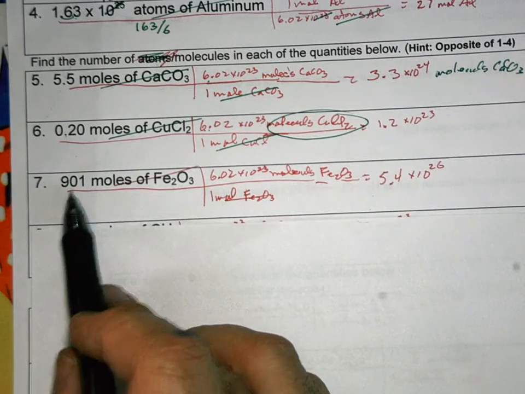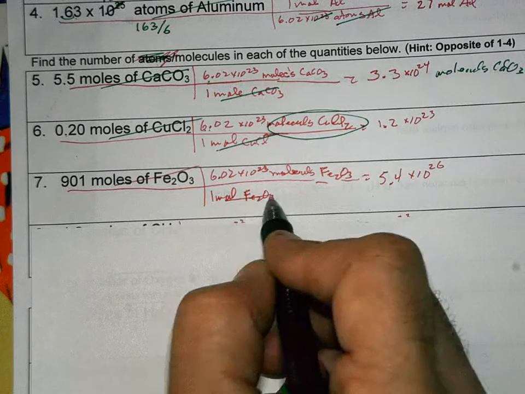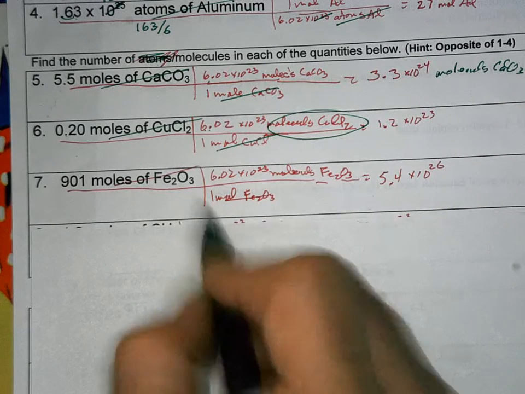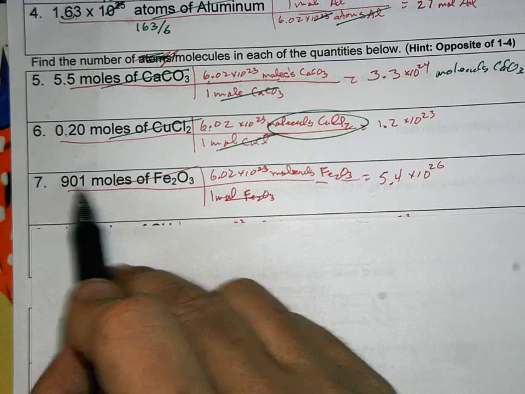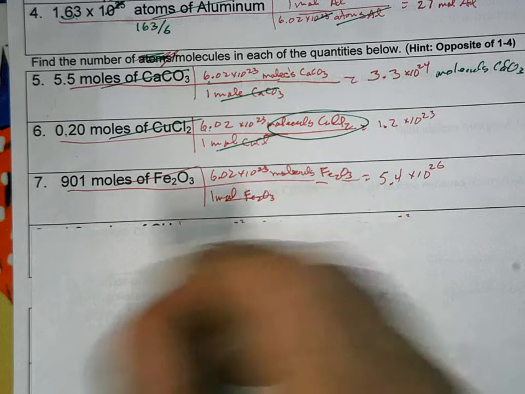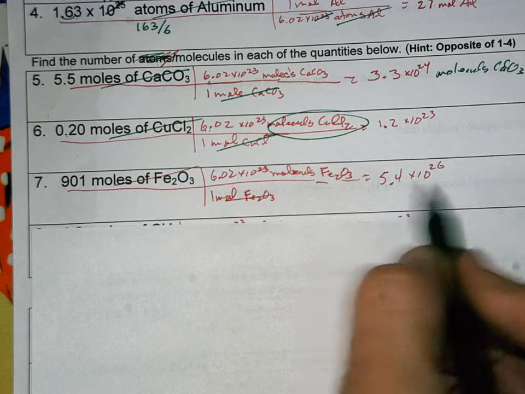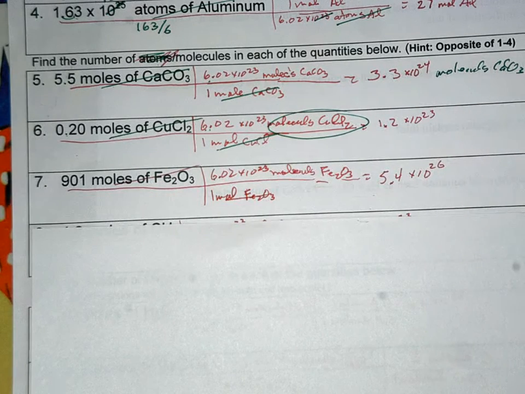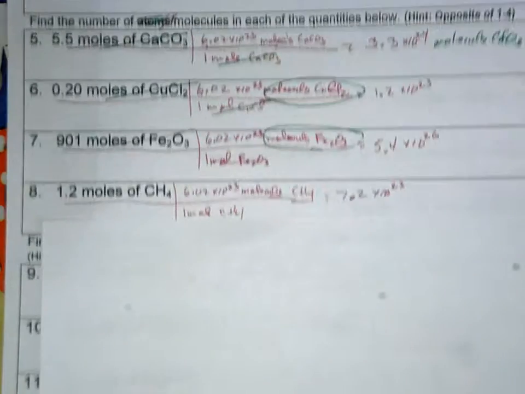We've got 901 moles of iron oxide, or rust. 1 mole of rust is equal to that many molecules of rust. I've already canceled those off. So this problem is going to become 901 times 6 times 10 to the 23. So that 900 gets converted into those decimals over there. So 5.4 times 10 to the 26 molecules of iron oxide.